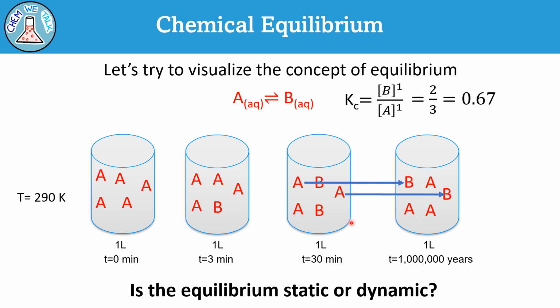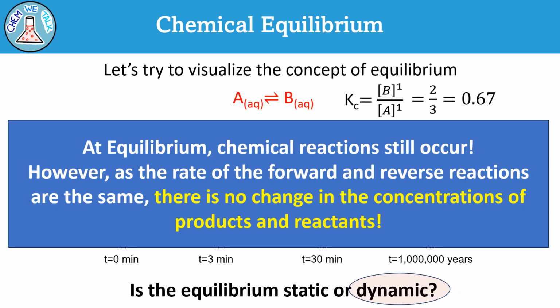This A also became B, but at the same time, this A went back and reacted to form B, and this A also went back to react to form B. So that means that at equilibrium, there are still reactions going on, but the concentrations are not changing. So therefore, this here is a dynamic process. Okay, so important point, at equilibrium, chemical reactions still occur, but the rates of the forward and reverse reactions are the same, right? That's the definition of equilibrium, so there's no change in the concentration of products and reactants. So if you're just looking at a beaker with normal glasses, you will not see any difference in the composition.